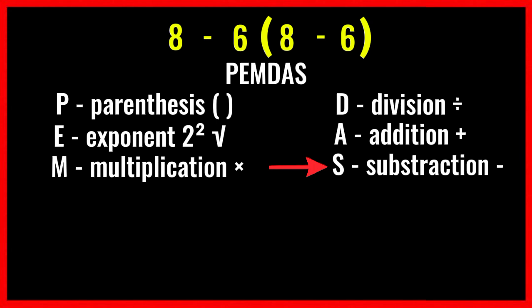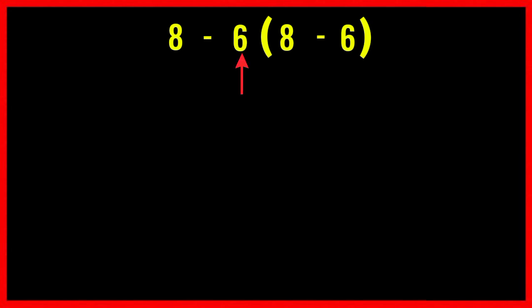With that explained, let's solve the problem from the beginning of the video. The expression is 8 minus 6 multiplied by the quantity 8 minus 6. In this expression, there is one subtraction, one multiplication, and one set of parentheses. Inside the parentheses, there is a subtraction. The multiplication is shown by placing the number 6 directly beside the parentheses. In mathematics, when a number is written next to parentheses, it means that the number is multiplied by everything inside the parentheses. For simplicity, the multiplication sign is usually omitted.